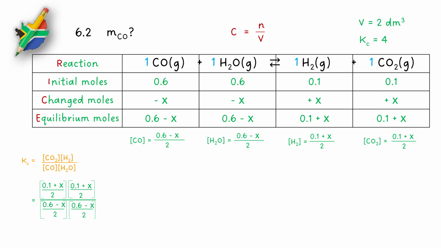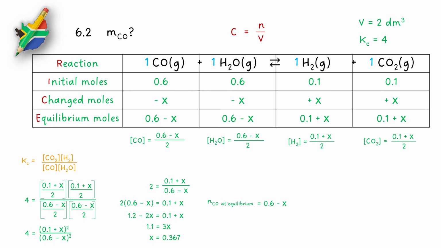We can now substitute these equilibrium concentrations into the equilibrium constant expression, as well as the value for Kc. The 2's in the denominators will cancel, and we can take the square root of each side, then getting rid of the denominator and multiplying out the bracket. We can solve for X, which is 0.367.